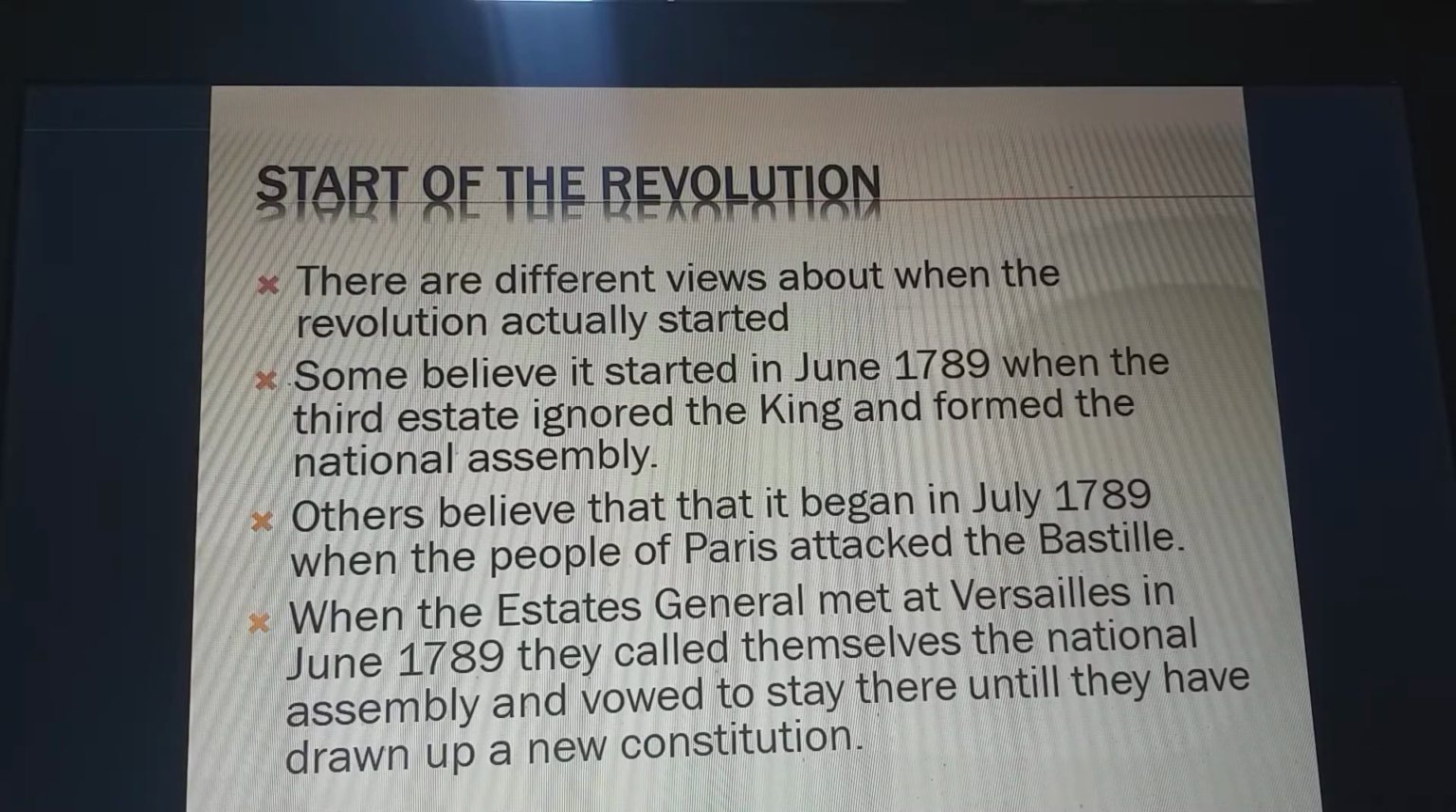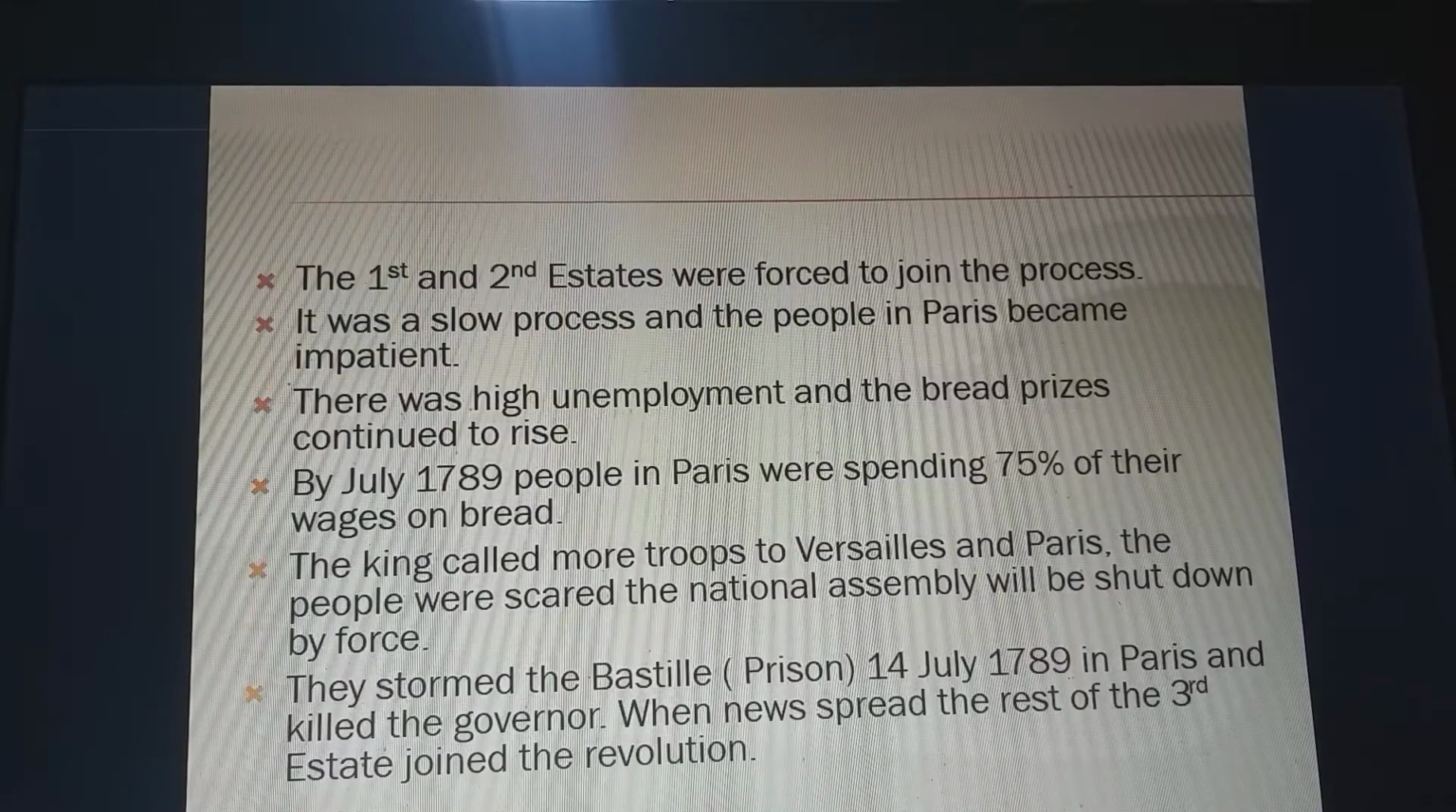Now, when the States General met at Versailles in 1789, that was the big meeting that everybody was looking forward to. They called themselves the National Assembly and vowed to stay there until they have drawn up a new constitution for France. Now, the First and the Second Estates were then forced to join this process. But the problem with this process was that it was a very, very slow process.